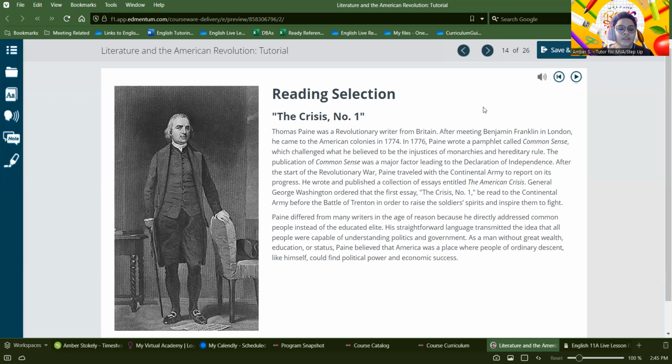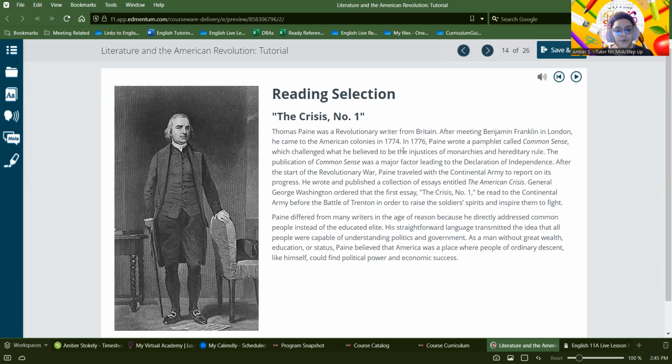So after the start of the Revolutionary War, Paine traveled with the Continental Army to report on its progress. So he was actually there, and that's very important. He was also a major factor leading to the Declaration of Independence. I'm sorry, I missed that part. It was a little bit out of order. But yes, he traveled with the Continental Army and reported on what was going on. So he's a direct source to what was happening there. And then he published The American Crisis while doing that.